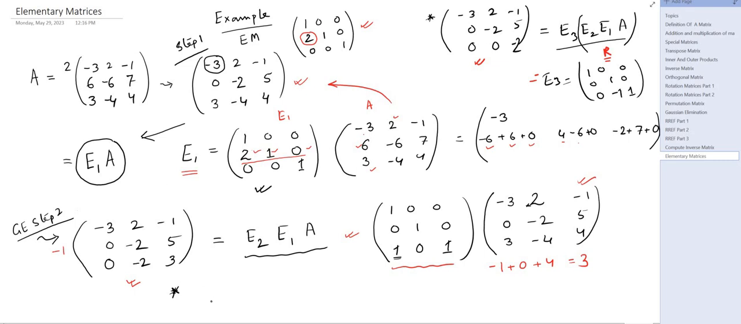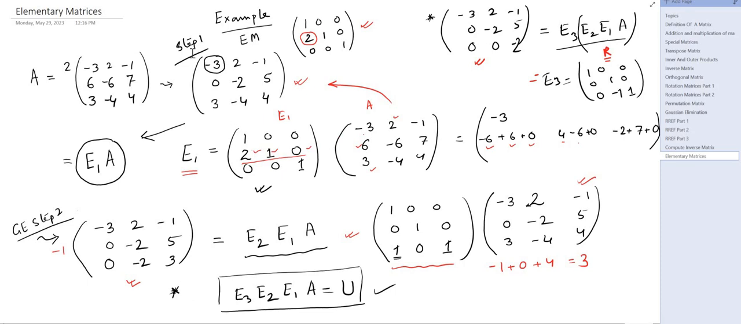So now finally what we can say is that E3, elementary matrix 3, elementary matrix 2, elementary matrix 1 multiplied by A is giving me the U, which is the Gaussian elimination form. Okay, so this is very important to understand, very important to understand.